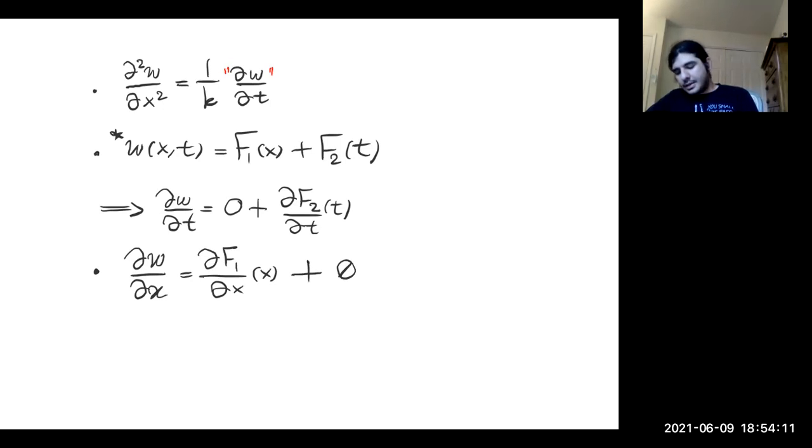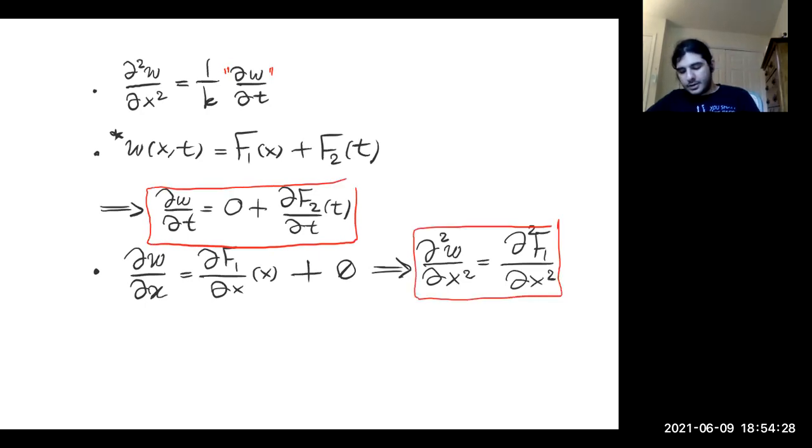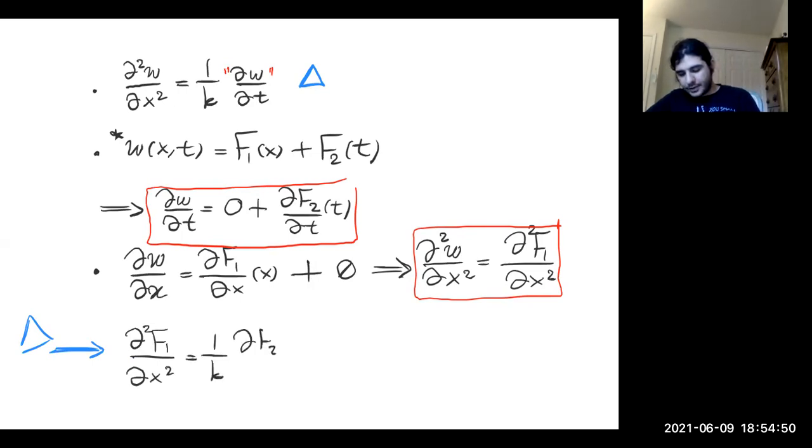Great. We can take the second derivative. So the second derivative of w with respect to x is equal to the second derivative of f1 with respect to x. Now let's plug these two equations into the equation with which we started, into, let's say, the triangle equation. If we plug these things into the triangle equation, we can see that the second derivative of f1 with respect to x is equal to 1 over k times the derivative of f2 with respect to t.